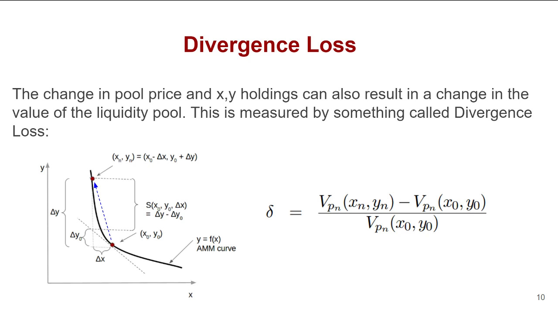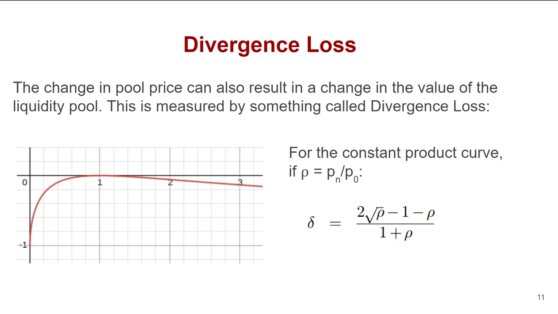And this also can be defined and measured by something called the divergence loss, which is essentially the change in value normalized by the value of the original point. After a trade, the value has changed compared to what it was to begin with. And looking at the percentage change in value, or ratio change in value, is referred to as divergence loss. And it can be shown, for example, for the constant product curve, that this divergence loss is given by an expression as shown here on the slide.